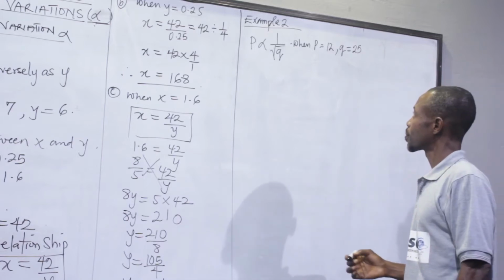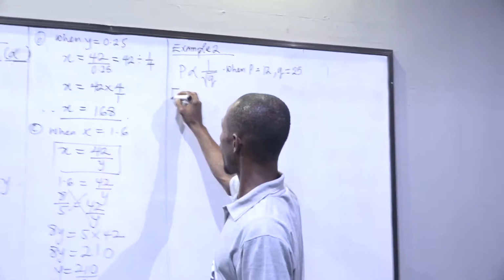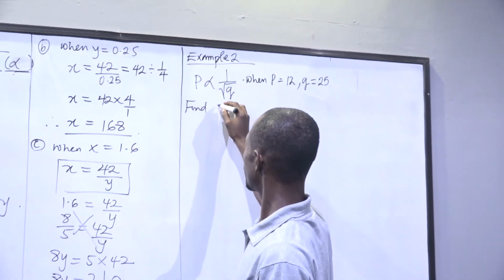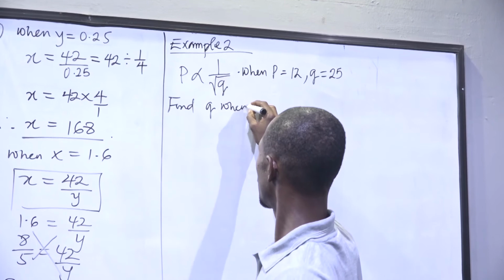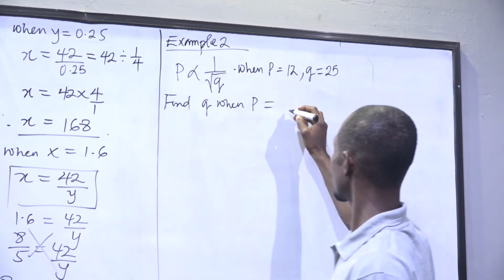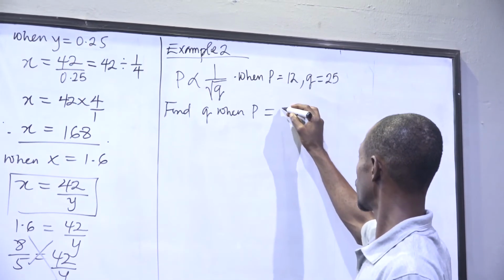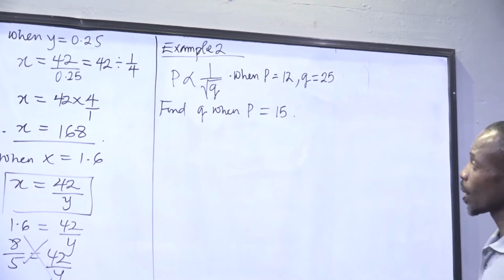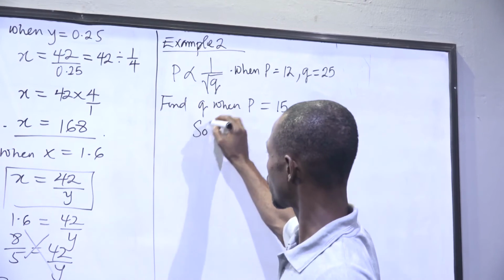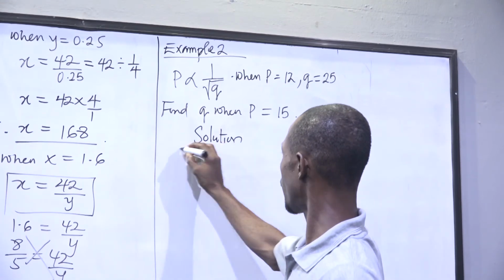Now, they will ask you to find Q when P equals, let's use 15 for a start. Ready? Now, let's see how we solve this question. Solution. Do not be afraid. Just go the normal usual way.